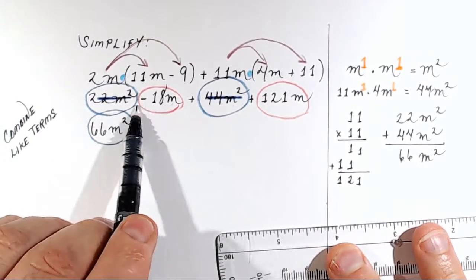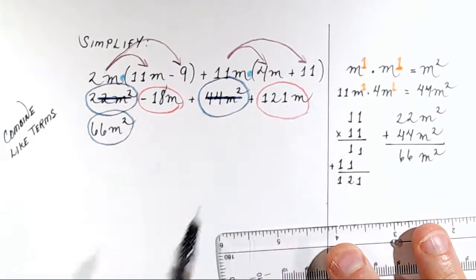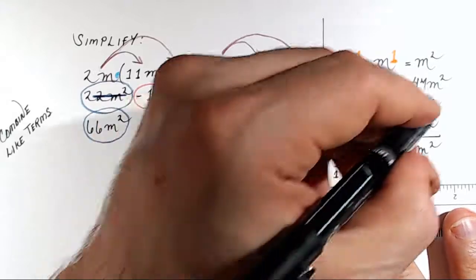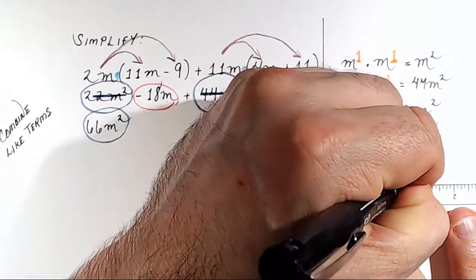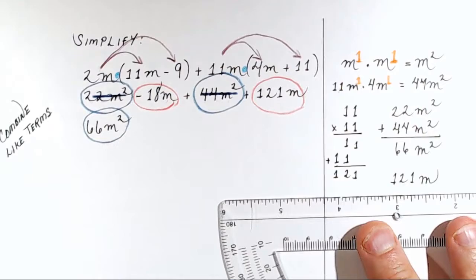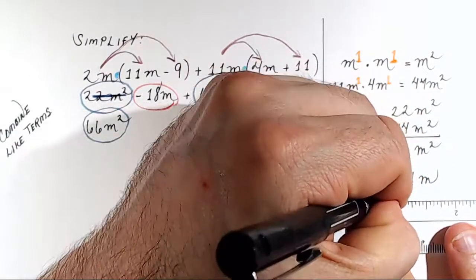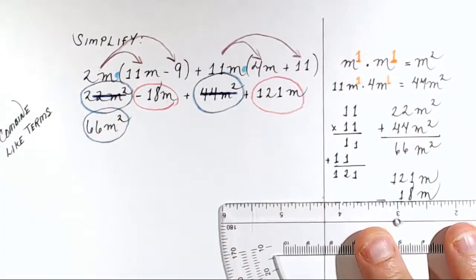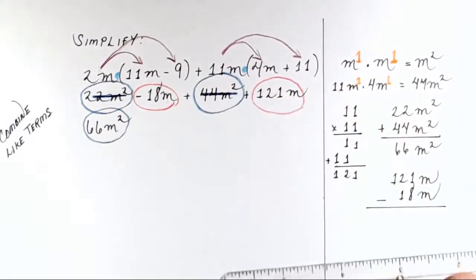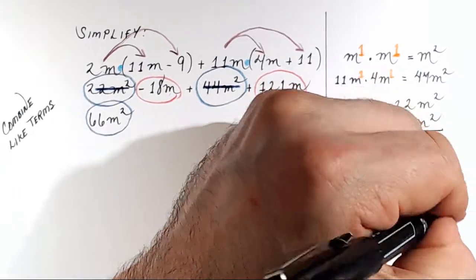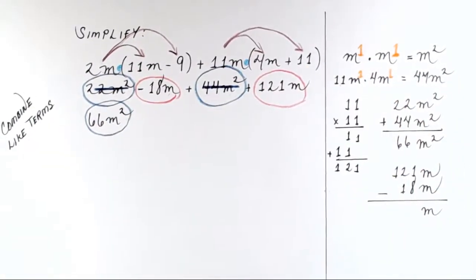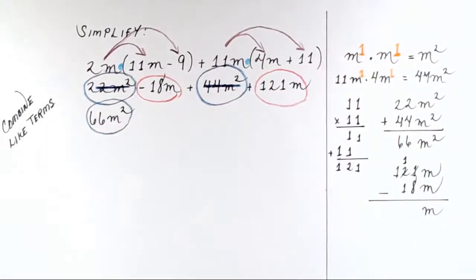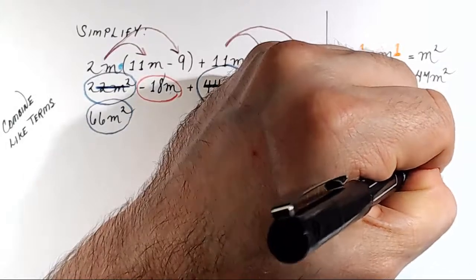Well, now we got to deal with this, negative 18m and 121m. So let's stack that up. I'm going to put the bigger term on top, 121m, and then negative 18m, it'll be like subtraction, negative 18m. Okay, put all that, and now we'll do the subtraction. So the m just comes along for the ride, no worries there. And now I can't subtract 8 from 1, so I'll borrow from the tens place and turn the 2 into a 1 and the 1 into an 11.